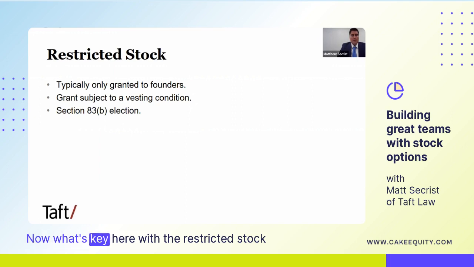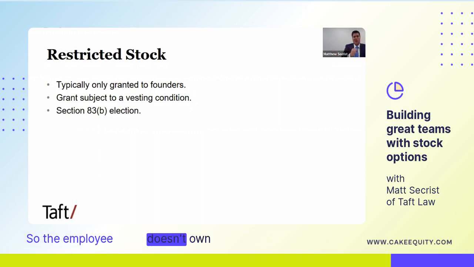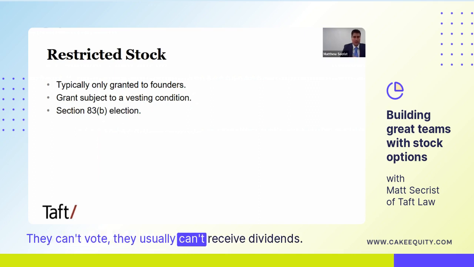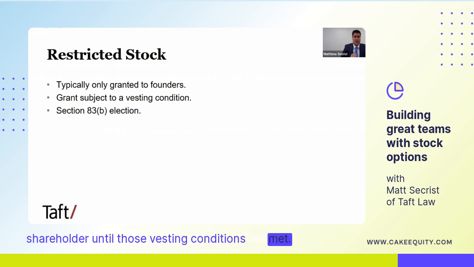Now, what's key here with restricted stock is that typically when you grant restricted stock, the company has a lower value, and you still have that vesting condition that has to be met. So the employee really doesn't own anything until that vesting condition. They're a shareholder with restrictions. They can't vote. They usually can't receive dividends. So they don't really have the rights and features of a full shareholder until those vesting conditions are met.